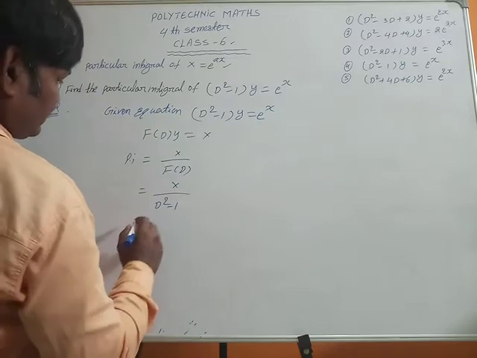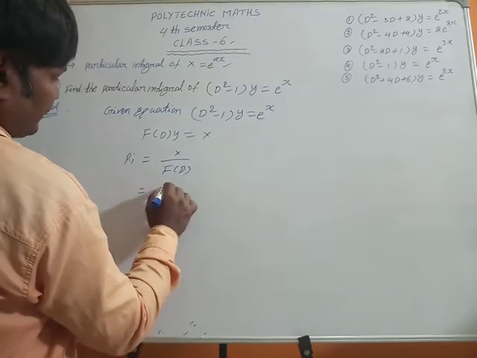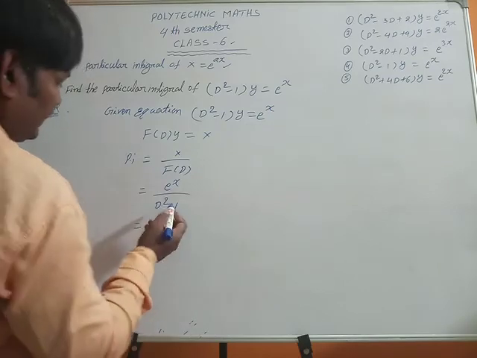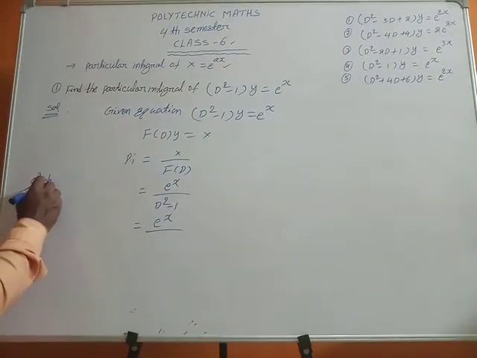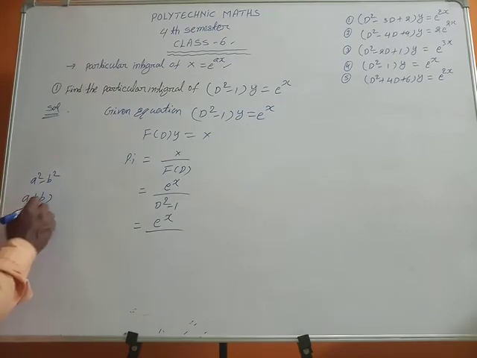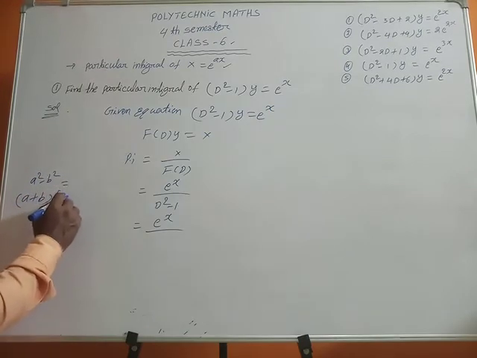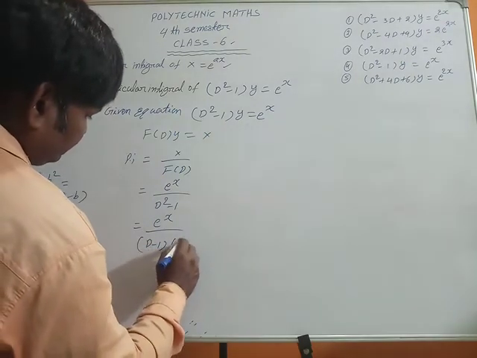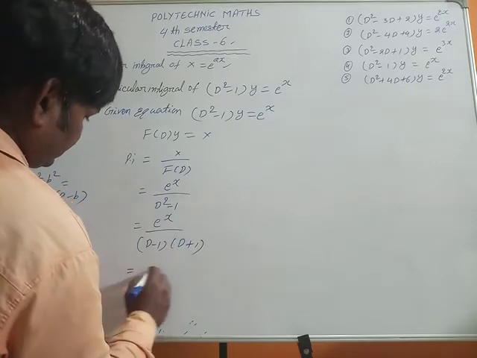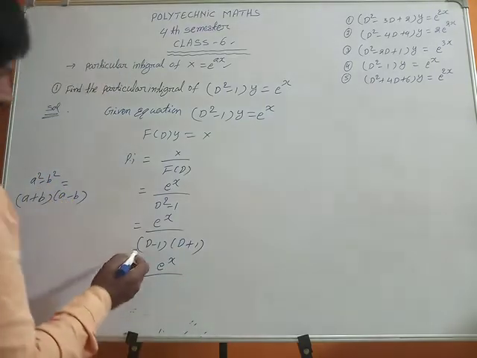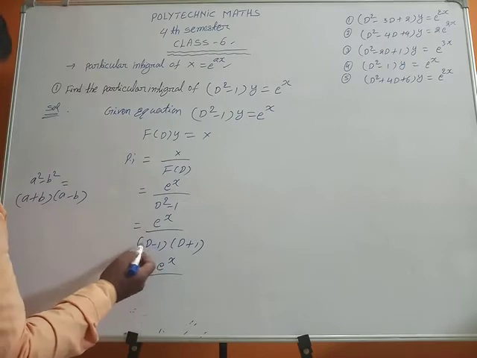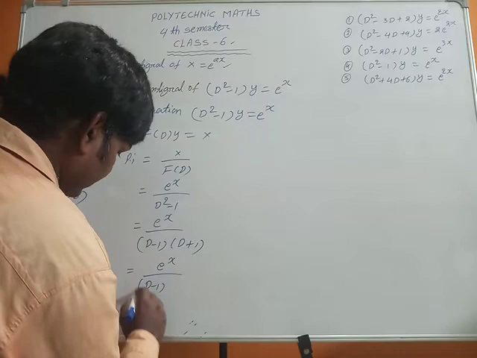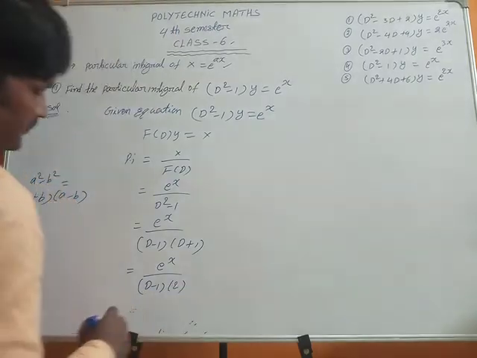So what is the x value here? e to the power of x by d square minus 1. This is equal to e to the power of x by, it is in the form of a square minus b square, that is a plus b into a minus b. So we can write here d minus 1 into d plus 1. This is equal to e to the power of x by, so d value is 1, 1 minus 1 is 0, leave it, and d plus 1 means d minus 1 into 2.